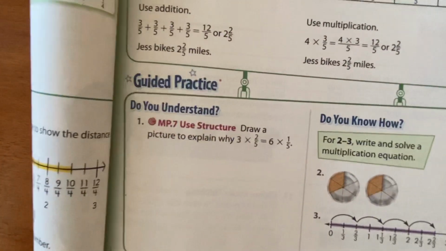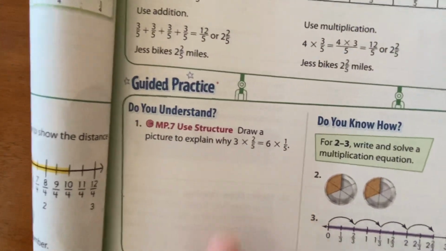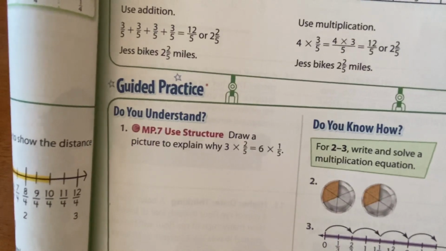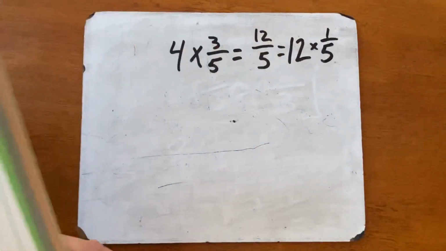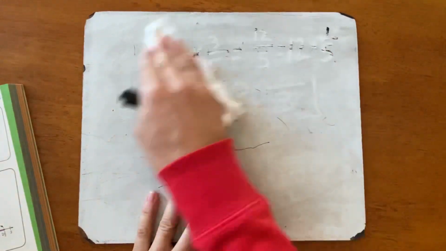Let's look at the next problem right here. Draw a picture to explain why 3 times 2/5 equals 6 times 1/5. So if we follow the sample that we just looked at, it will look like this.